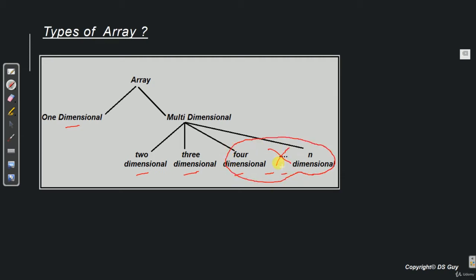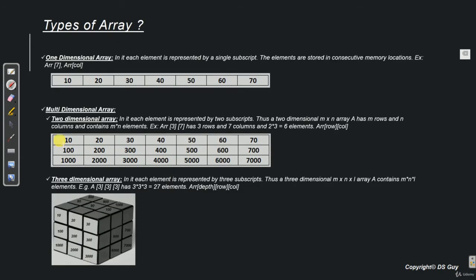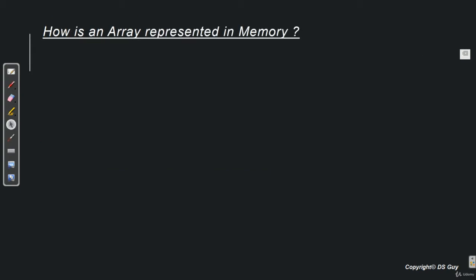Now there was one question pending from the previous video, which was how are these arrays represented in memory? Are they represented the same way as we see right now in these diagrams, or are they represented in a separate way in memory? Let's talk about this in this video. So we'll first start with one dimensional array.